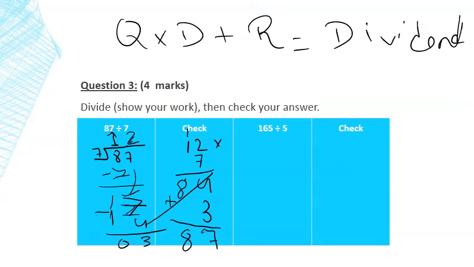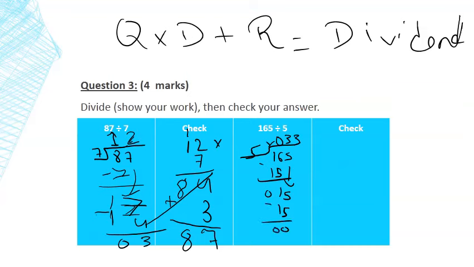A three-digit number divided by a one-digit number. 165 divided by 5. 5 times what gives us 1? Nothing. 5 times what gives us 16? Nothing. The closest to 16 is 15, 5 times 3. We subtract them. 6 minus 5 is 1. 1 minus 1, 0. We bring down 5. 5 times what gives us 15 again? 3. 15 minus 15, 0.